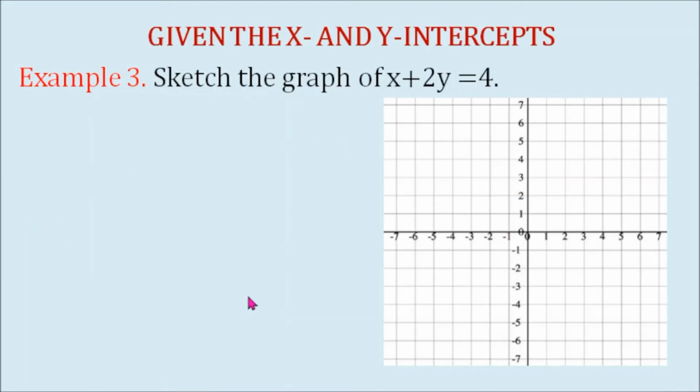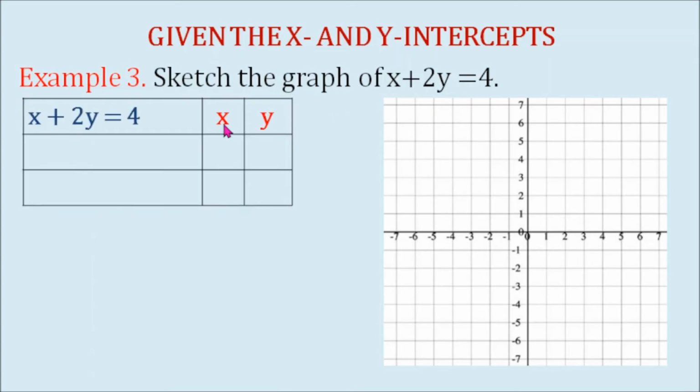Now, let us graph a linear equation using the x and y intercepts. Example number 3, sketch the graph of x plus 2y equals 4. We are going to find the x and y intercepts. The x-intercept is the value of x when y is 0, and the y-intercept is the value of y when x is 0.